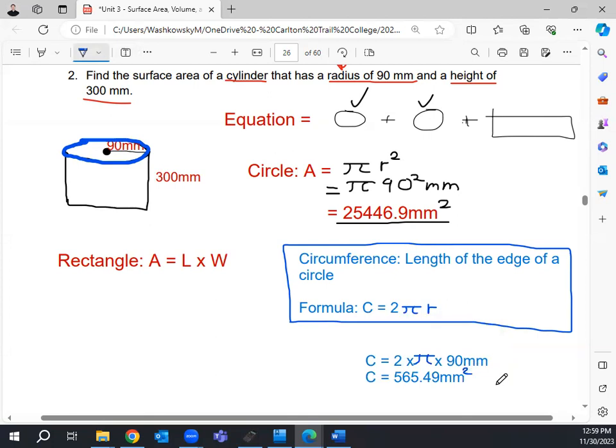But I made a mistake. Can anyone catch what mistake I made there? The 90 itself shouldn't be squared because there's only one radius. The issue here is I squared this part down here. I'm not timesing a millimeter by a millimeter, so I'm only measuring a length. Remember, when this is squared, I'm measuring an area. When it's not squared, I'm measuring a distance, the distance of the edge of the circle, not the area of the circle.